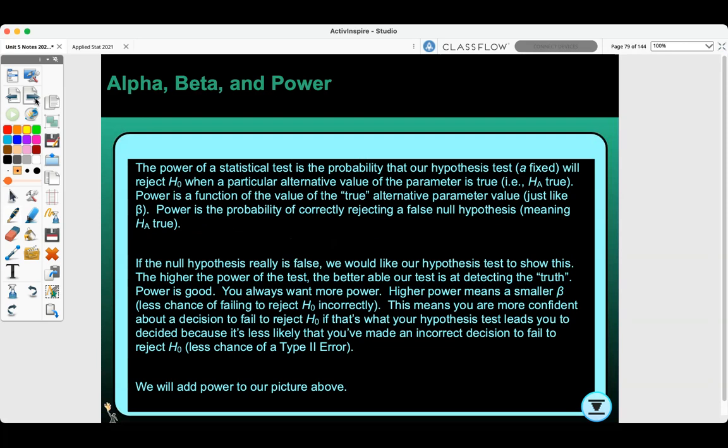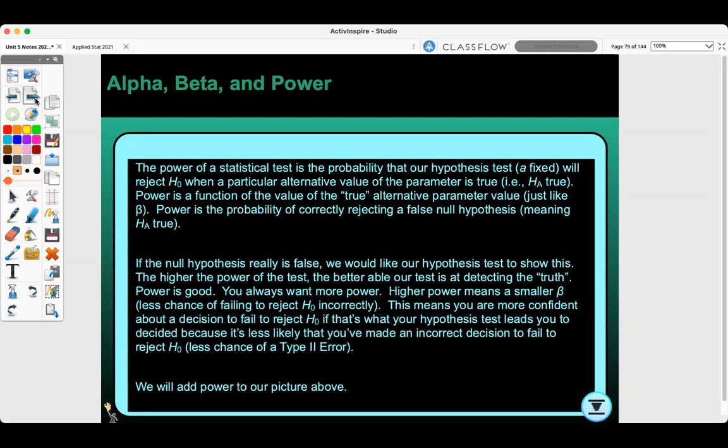The power of a statistical test is the probability that our hypothesis test, alpha being fixed, will reject the null hypothesis when a particular alternative value of the parameter is true. For example, the alternative hypothesis is true. Power is a function of the value of the true alternative parameter value, just like beta. Power is the probability of correctly rejecting a false null hypothesis, meaning the alternative hypothesis is true.